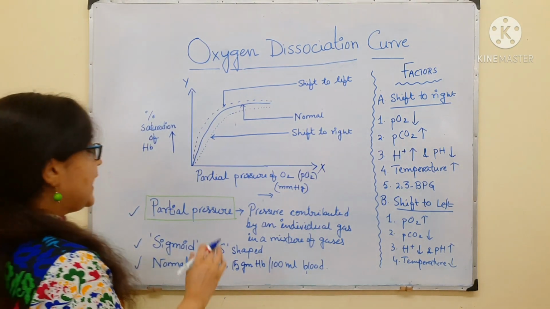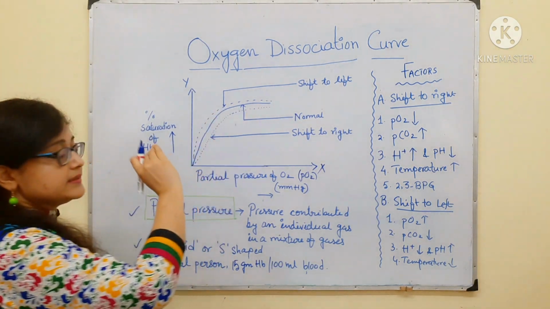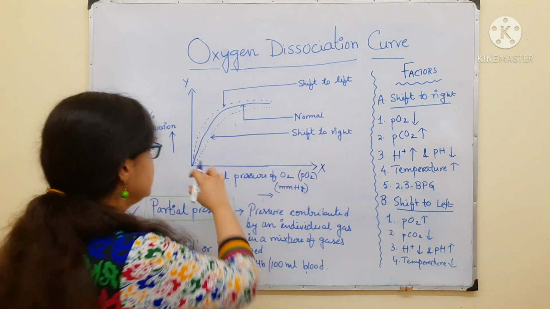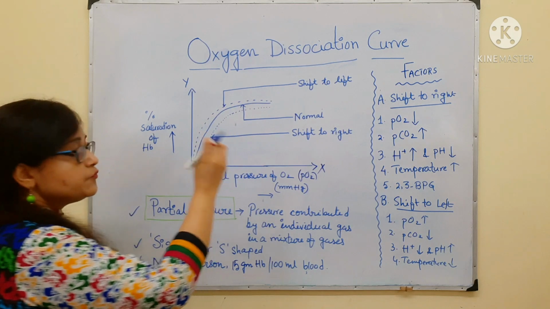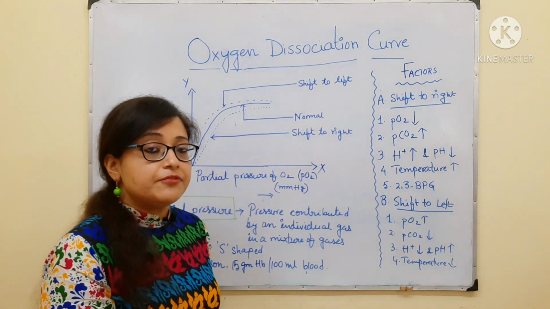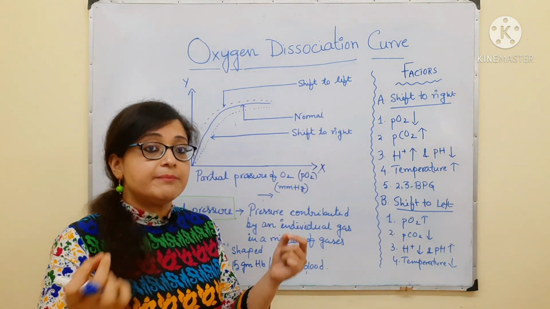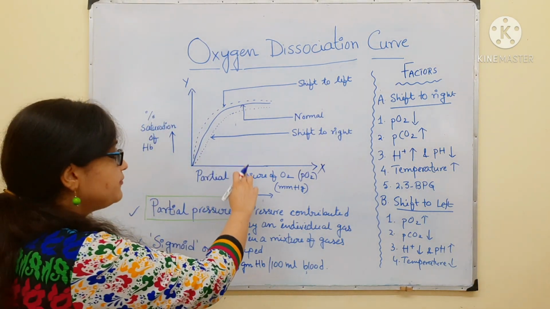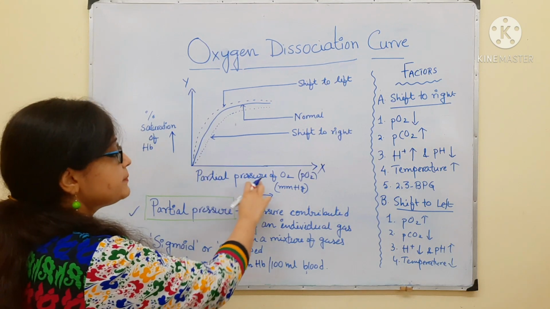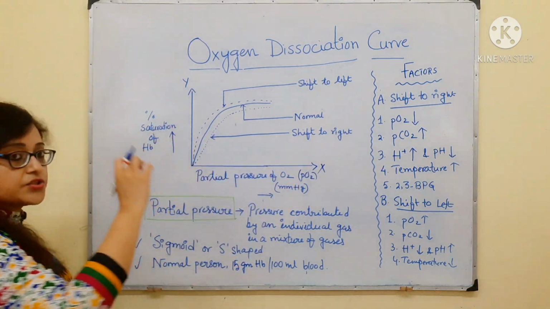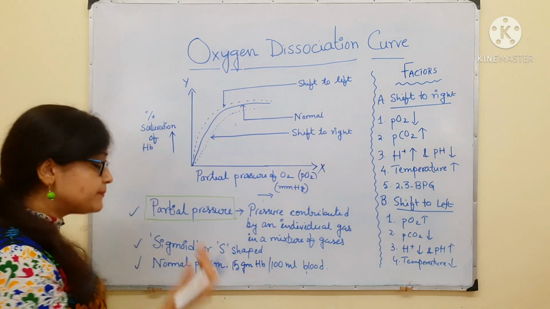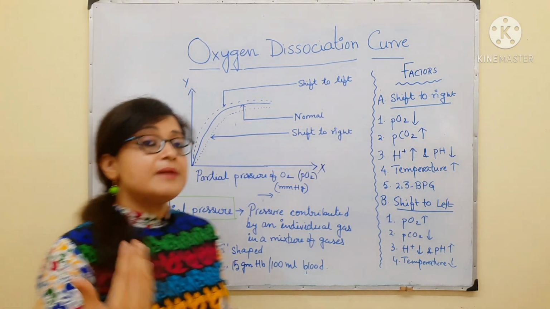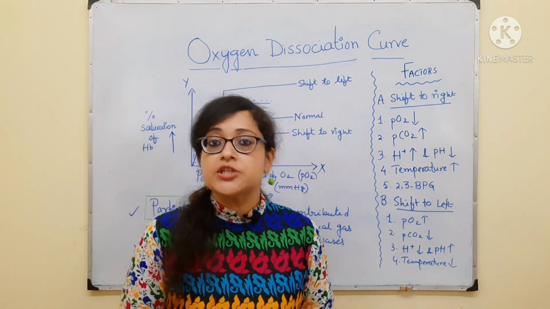As you can see, the graph is S-shaped. We call the shape of the graph, which looks like the English alphabet S, a sigmoid shape. So the graph between the partial pressure of oxygen and percent saturation of hemoglobin is S-shaped, or we may call it a sigmoid shape graph. Now, why is the shape like this? Why is it a sigmoid shape curve?